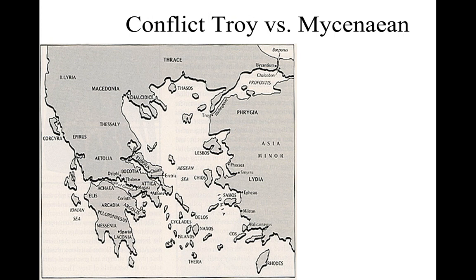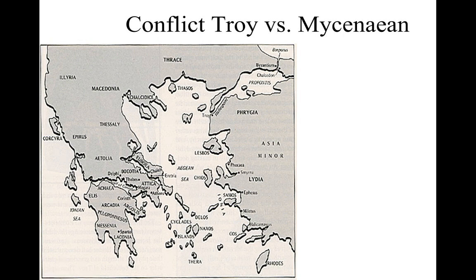The next one we have here is the conflict of Troy versus the Mycenaeans, and we call that the Trojan War. You can see Troy is located just up here, kind of the eastern side of the Aegean, and it's at the entrance. They call it the Hellespont and the Bosporus, the entrance to the Black Sea. So it was a strategically important route and spot.